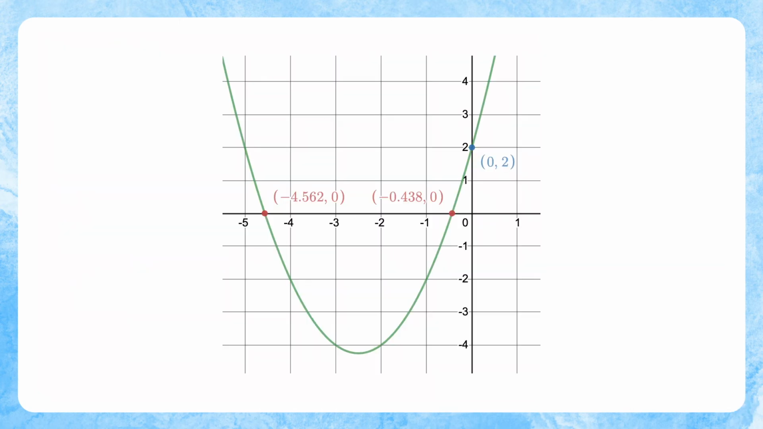Even though we use the quadratic formula instead of factoring here, it's still the same idea where to find the x-intercepts, we set y equal to 0. And then to find the y-intercept, we set x equal to 0 and found the point 0, 2.